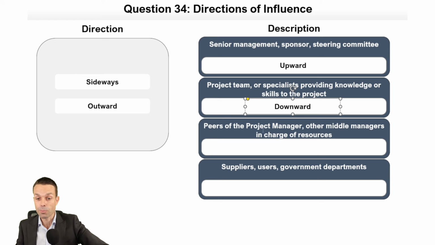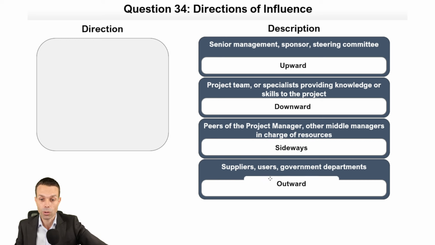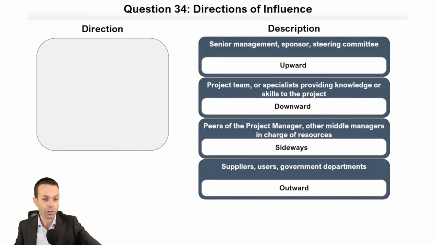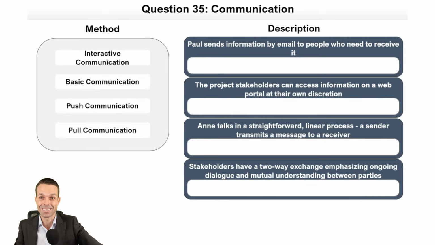Peers of the project manager, other middle managers and people in charge of resources in a functional area, for example, they're going to be sideways to us. And that means suppliers or government departments or even users of the system or the thing that we're delivering are outside the project team. They are outward for our directions of influence. And there we go. Absolutely fantastic. How did you guys go with that one? Directions of influence in the Process Groups Practice Guide, page 302. Excellent stuff. All right, halfway through this little section.